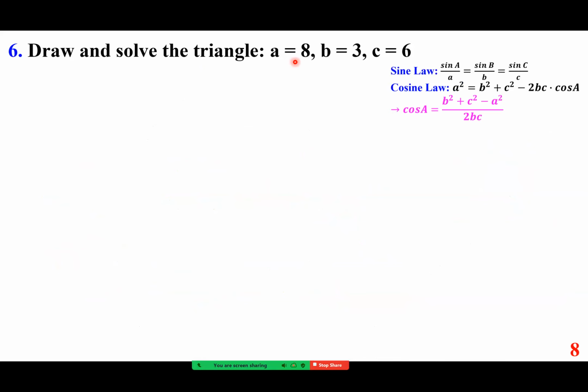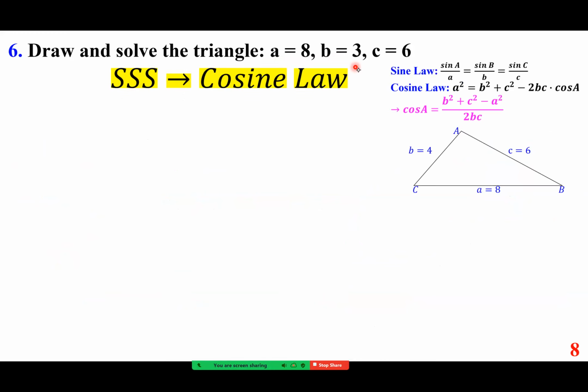Try and solve the triangle. A is 8, B is 3, C is 6. Again, these are all sides, right? S, S, S. We use the cosine law there. Again, this may not be to scale. Whenever we have all sides, in order to find an angle, we have to use this formula to find the angle A.